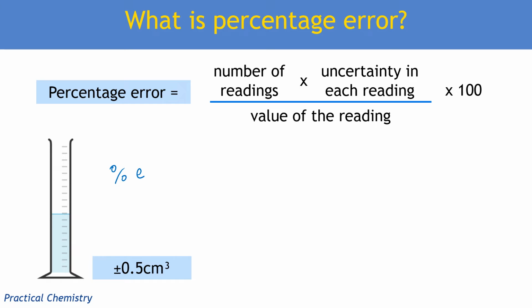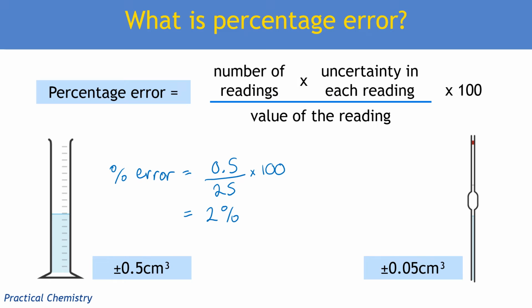The percentage error is therefore going to be the uncertainty, which is 0.5 times by 1, if you like, divided by 25 times by 100, and that equals 2%, which doesn't seem particularly big. But remember our volumetric pipette for measuring at 25 centimetre cubed, and the uncertainty in a volumetric pipette, which I'm also only going to read one line on.